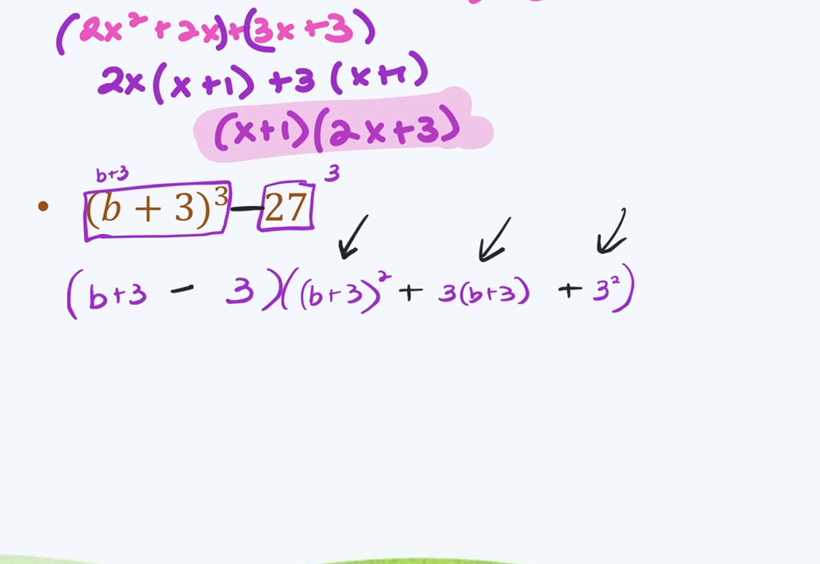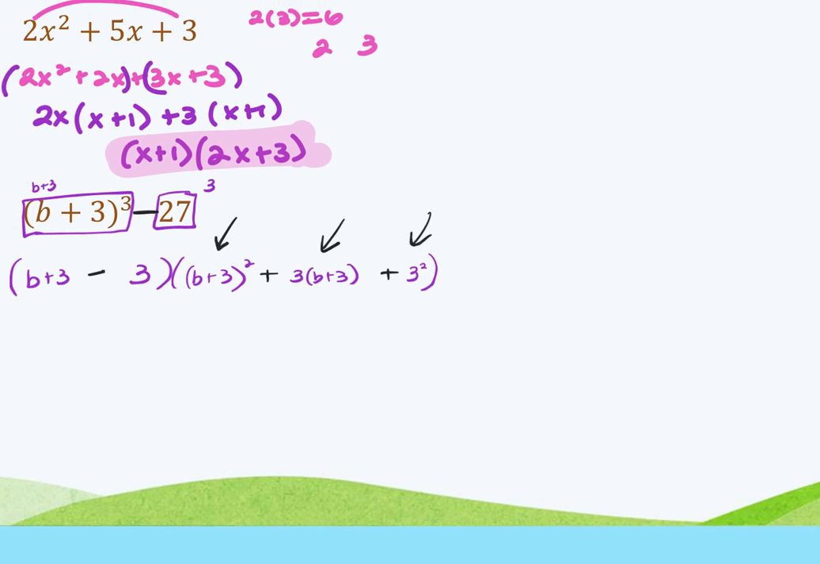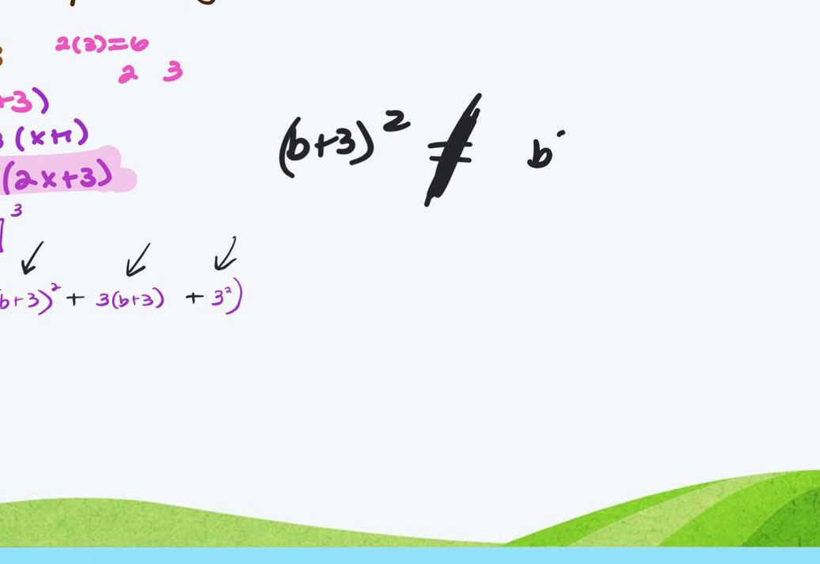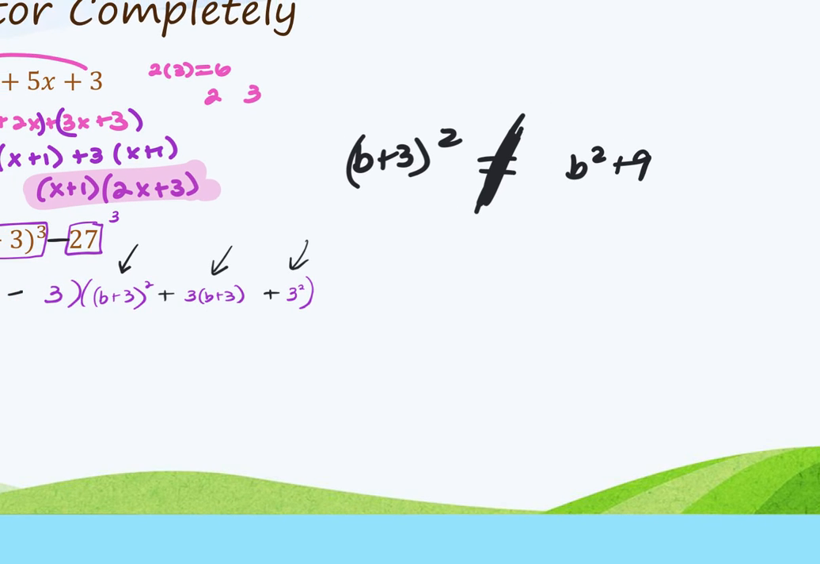Now, I don't even know what to do at this point because I've said it so many times, but b plus 3 squared does not equal b squared plus 9. It's still happening, folks. You cannot distribute an exponent on a sum or difference. You have to expand and FOIL that.